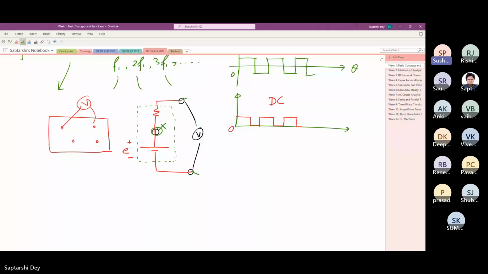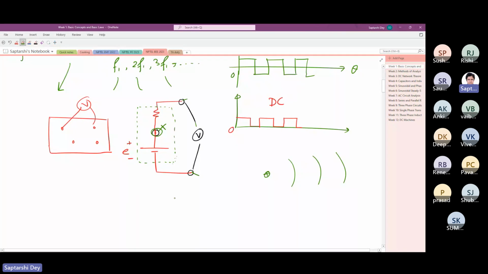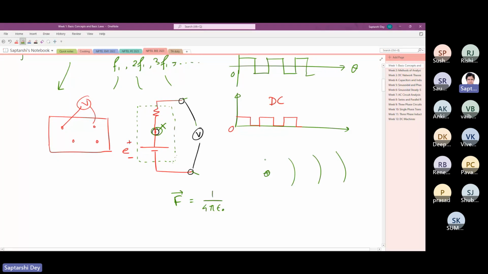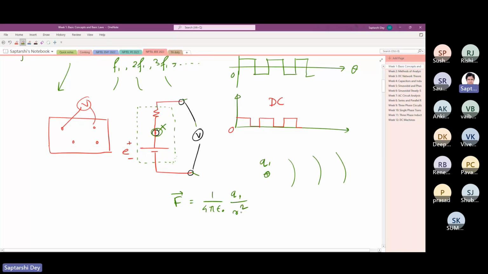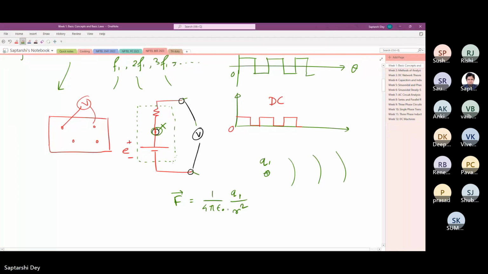Sir, there was a definition in the video that voltage is the energy per unit charge created by the separation. What does it mean, sir? Suppose there is a positive charge present here, right? Now it creates a field like this, and what is a field? A field is, as far as I can remember, 1 by 4 pi epsilon naught, tell me if I am wrong, q1 by r squared. Field is the force per unit charge.